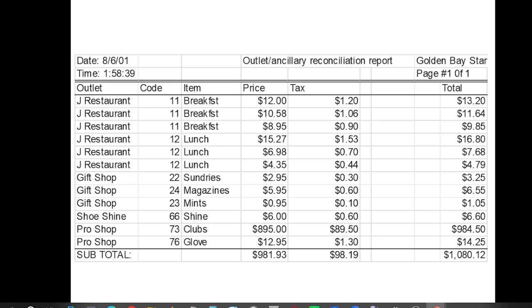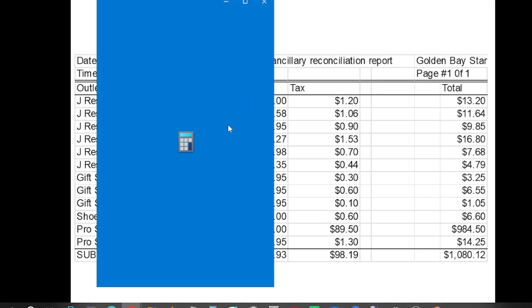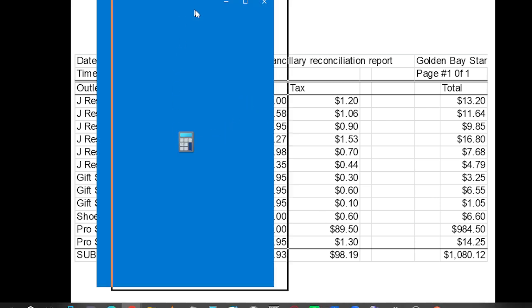As I said a while ago, you can just add $12, $10.58, and $8.95 for breakfast alone. For lunch, you have another addition. I believe this is for breakfast, still $34.69. Let me try to check here. Oh, the calculator is not working.